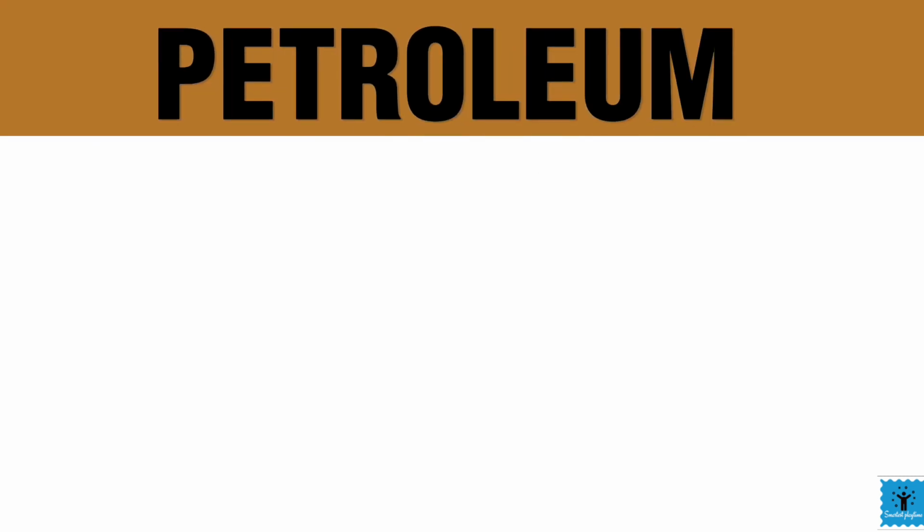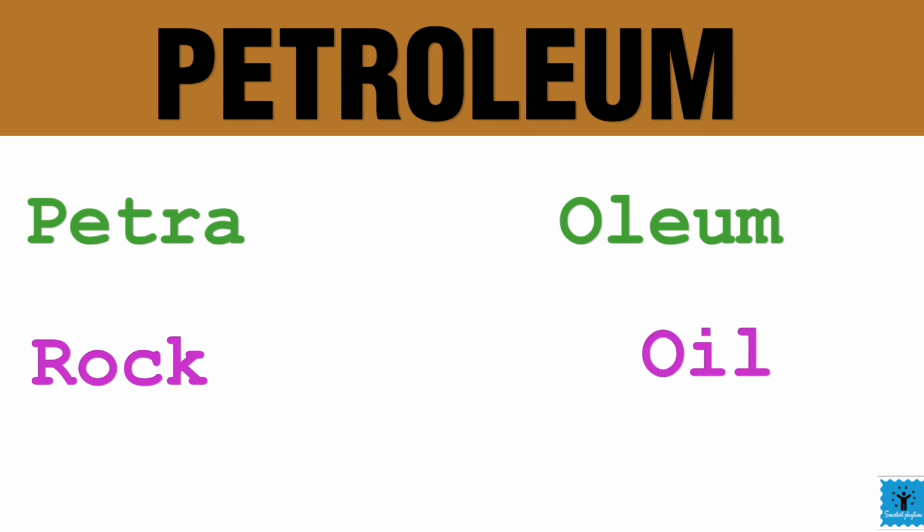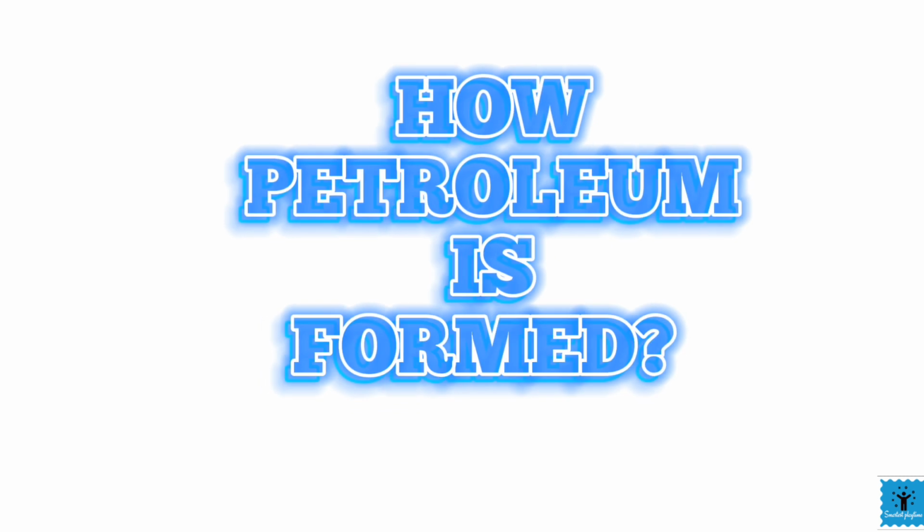The word petroleum is derived from two words, petra and oleum. Petra means rock and oleum means oil. It is mined from between the rocks under earth. Let's take a look at how petroleum is formed.